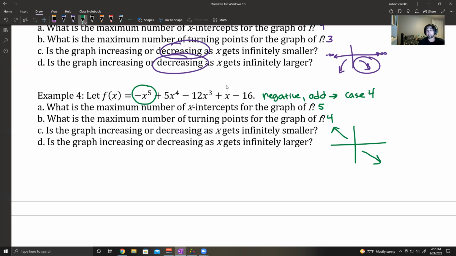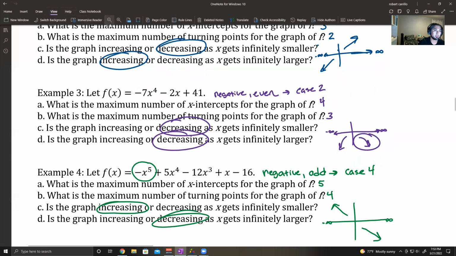Okay, which can help us answer C and D, because here's negative infinity, here's positive infinity. So it says as x gets infinitely smaller, where are your y values headed? Positive infinity, which means your y values are increasing or decreasing? Increasing. Good. And then as x gets infinitely larger, so as x heads towards infinity, where are your y values headed? Good. They're headed towards negative infinity, which would be a decrease.